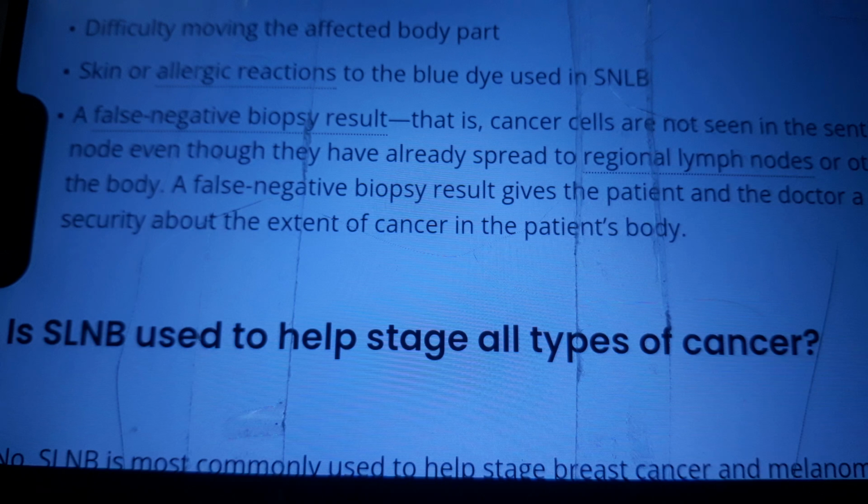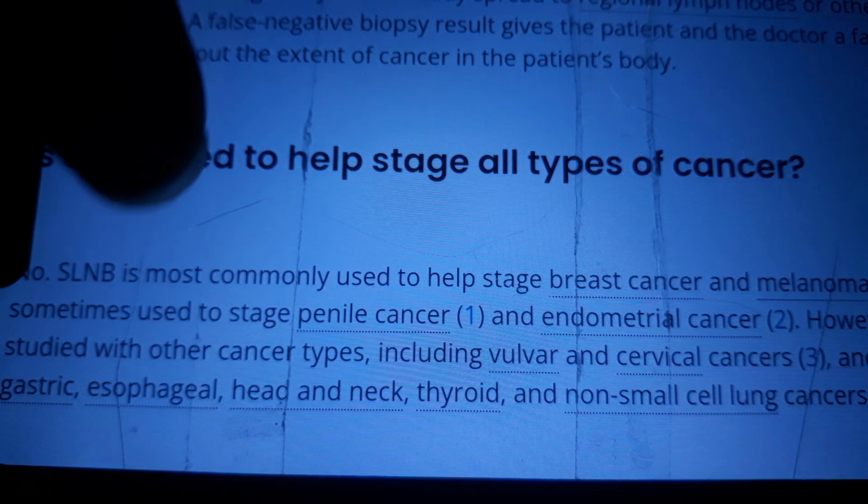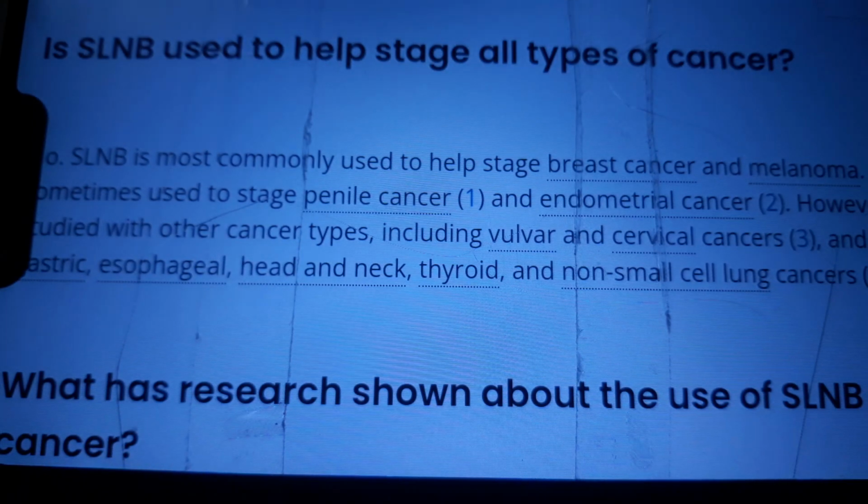A false negative biopsy result is when cancer cells are not seen in the sentinel lymph node, even though they have already spread to the regional lymph nodes or other parts of the body. A false negative biopsy result gives the patient and the doctor a false sense of security about the extent of cancer in the patient's body.